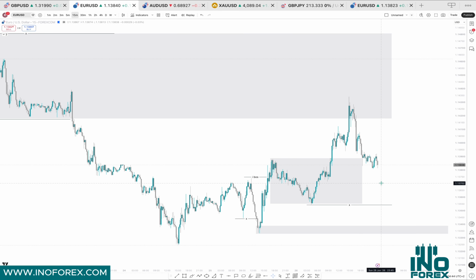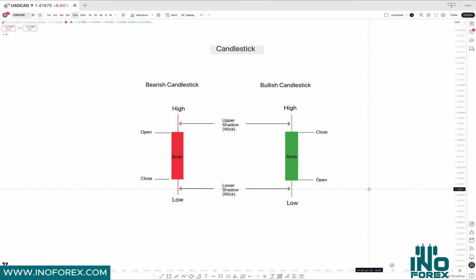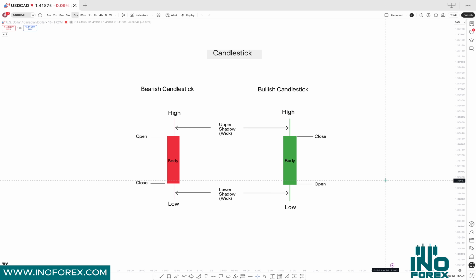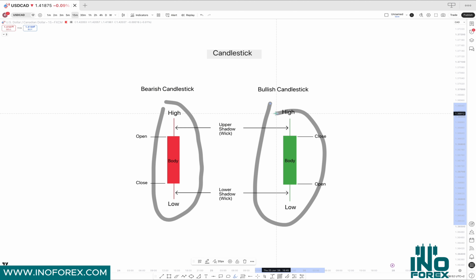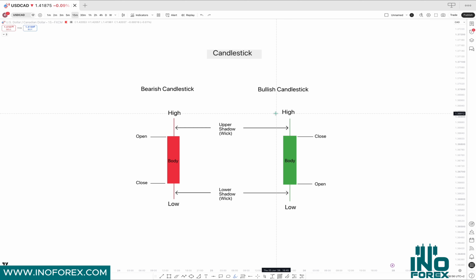So let's get started. I'm going to begin by explaining the parts of the candlestick. Knowing the parts of the candlestick is very important, the basic thing you need to know before starting trading. So watch carefully. I am going step by step, teaching you how the candlestick moves and the main parts of the candlestick. As you see on your screen, we have two candlesticks. The first candlestick is a bearish candlestick and the second candlestick is a bullish candlestick. I hope you understand.